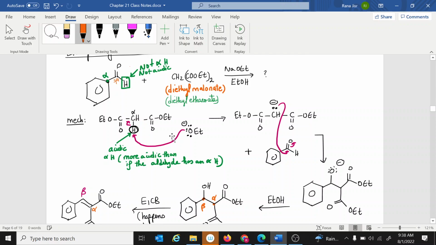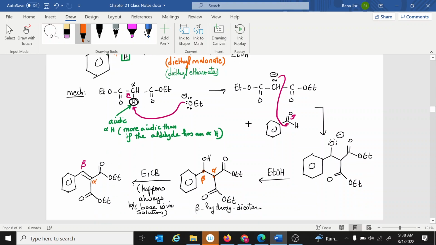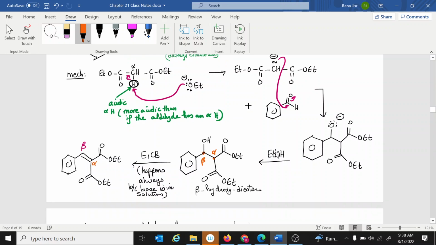So the base is going to come, take the alpha hydrogen, make the enolate, and then now the enolate is going to attack the carbonyl of the aldehyde. Do exactly the same steps. Since it's an aldol condensation, it should end in E1CB. So you're going to form your ethanol. You're always going to get your beta hydroxy, but here in this case, it's going to be a diester. And then the E1CB happens always with aldol, because the medium is basic.